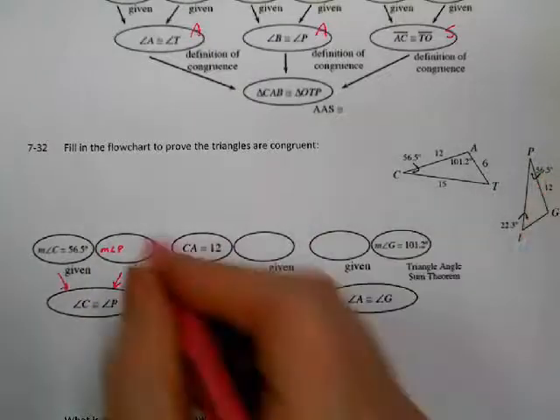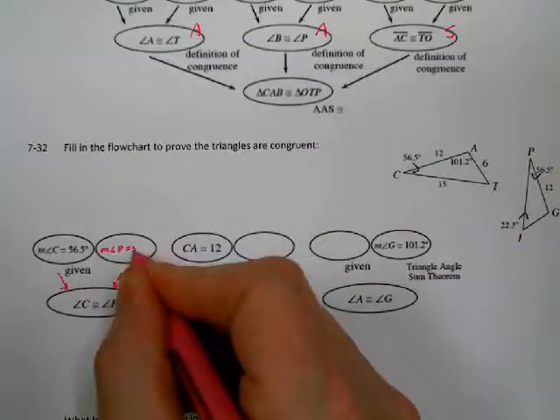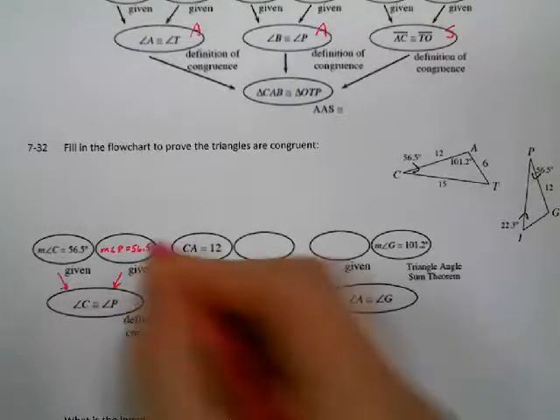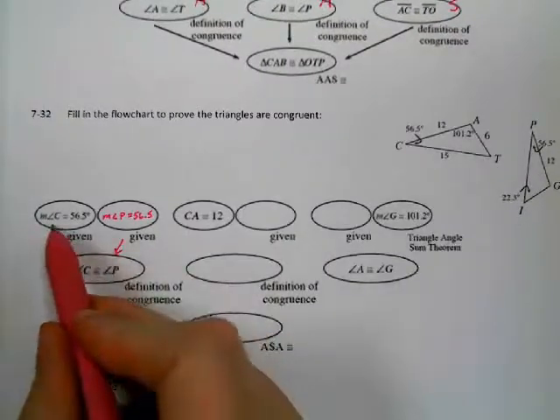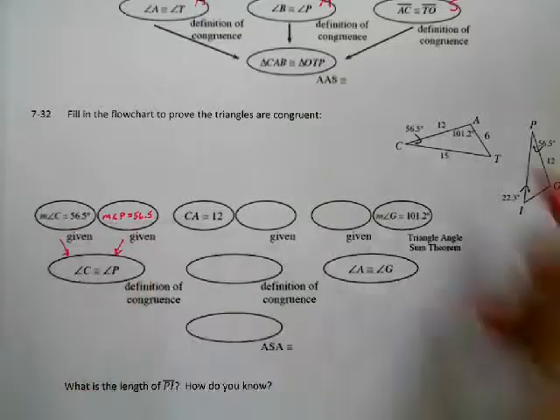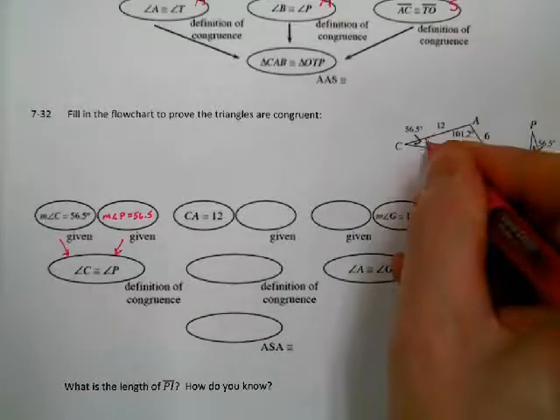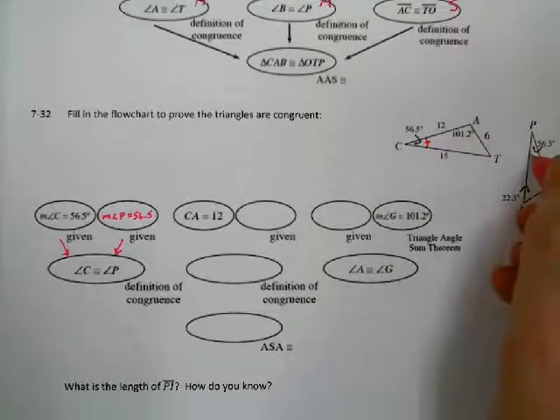So I'm going to write it down. Even though it's obvious, I'm going to write it down. So I know that angle C is congruent to angle P. And as I do this, I usually make marks over here on my diagram so that I know what I've done.